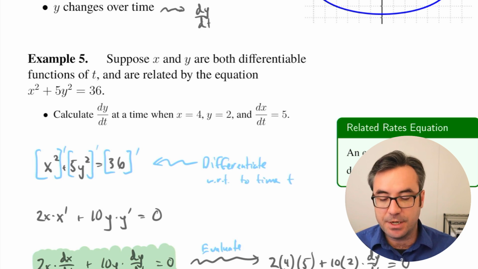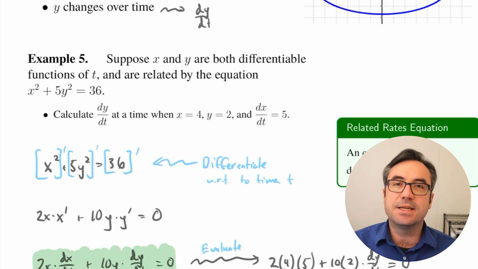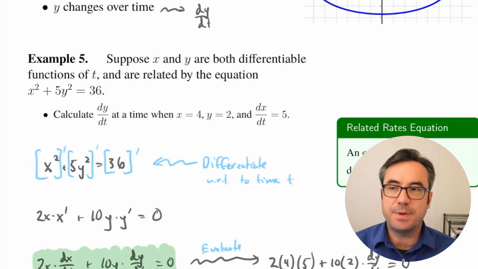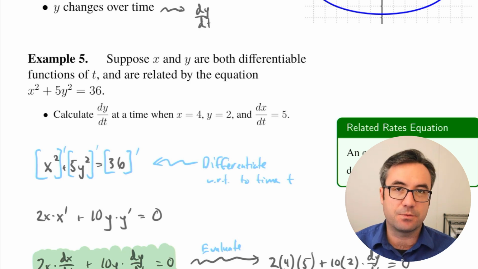The prime notation is good for shorthand, but it doesn't tell us what we're taking the derivative with respect to. So what we're doing here is the derivative with respect to time. We're seeing how the x and y coordinates change, essentially the rate of change over time.